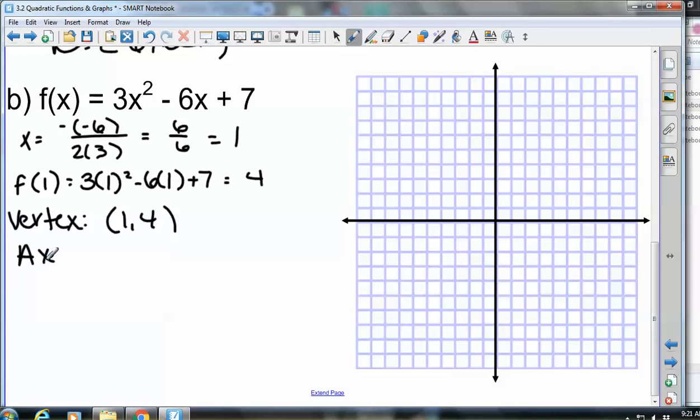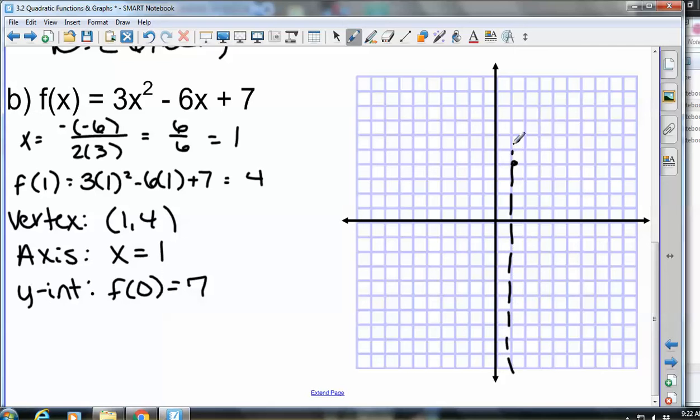Okay, axis of symmetry. How do I write it? X equals 1. Y-intercept. Plug in a 0 for x, and we get 7. Okay, so let's plot this stuff. Vertex at 1, 4. Axis is x equals 1, so I'm just going to draw my dashed line going through that. Y-intercept is 7. So my 7, that's 1 point to the left of my line, so I'm gonna go 1 to the right.